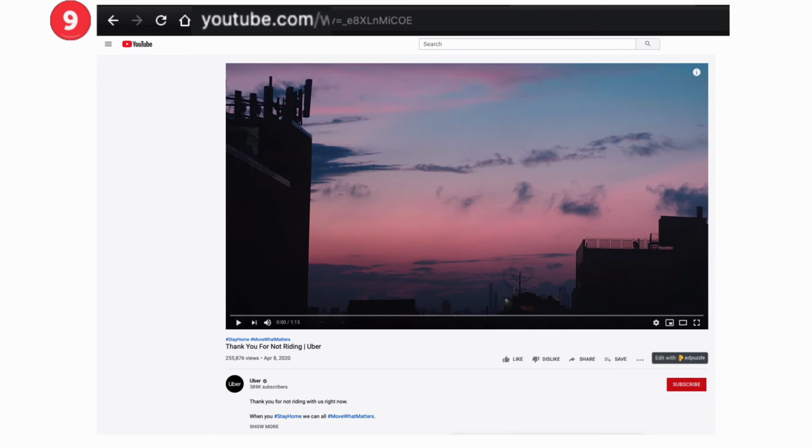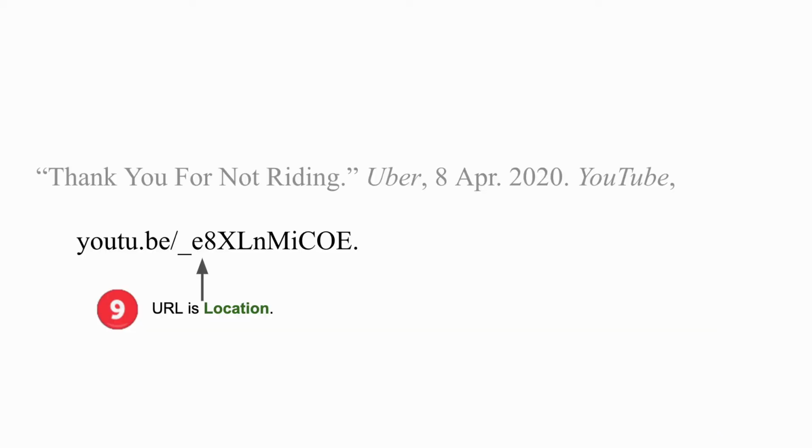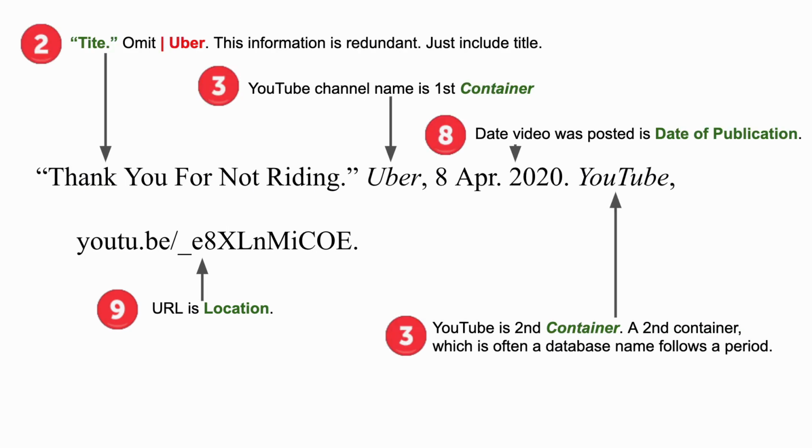And finally, we have our location, which in most cases, if it's a website, is the URL. So you're going to use the complete URL. I just wanted to expand it so you could see that up there. And there is your location. So that's your complete citation for a YouTube advertisement.